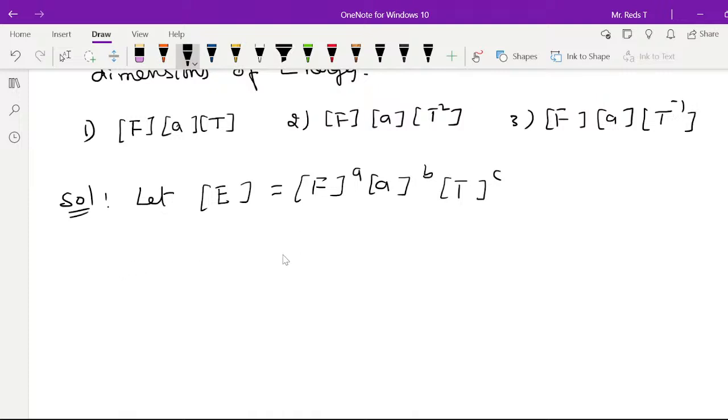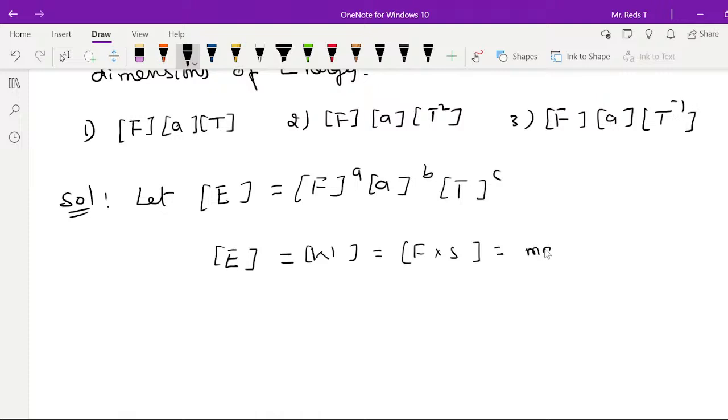Let us take that. Then we can consider the dimensions of energy. Energy is nothing but work done. Work done is force into displacement. And by writing the reduced forms, we can directly write the dimensions of energy. For your understanding, I am writing clearly. Energy is nothing but force into displacement.